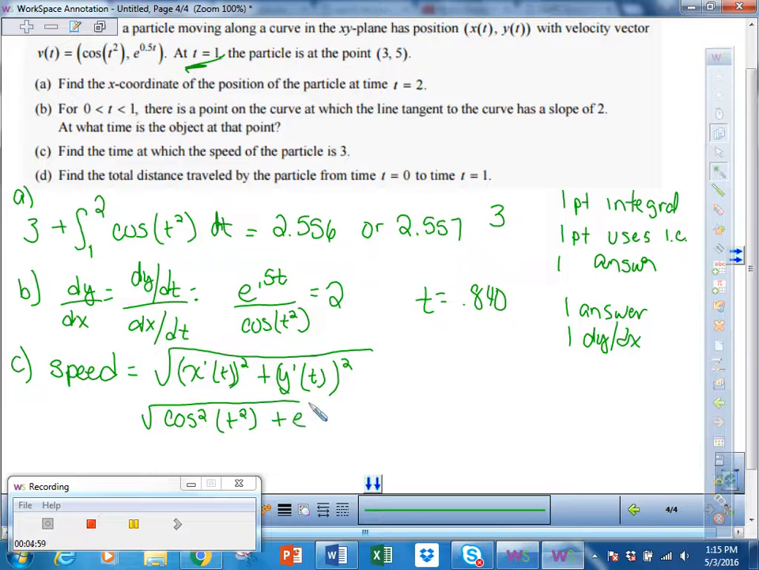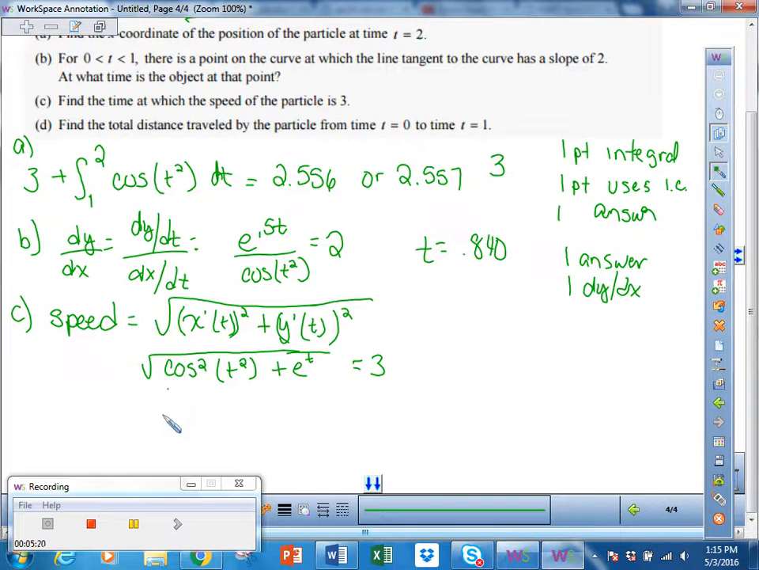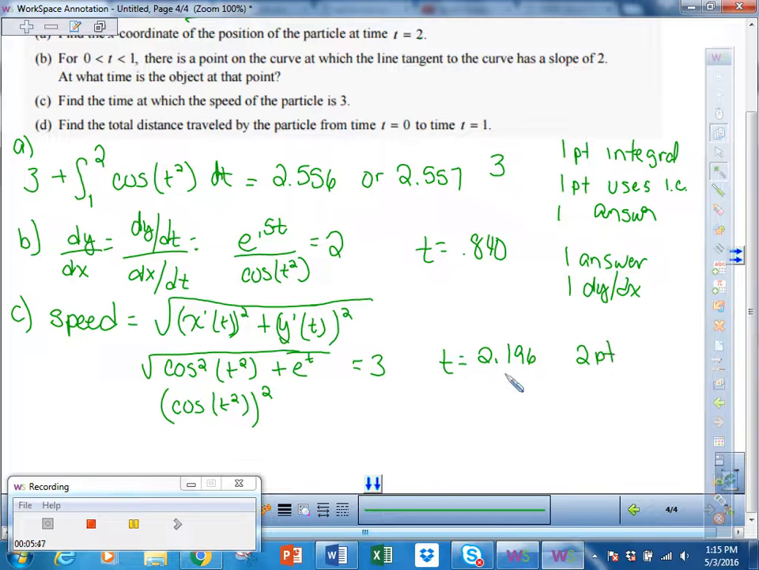What would be the best way to do this on the calculator? Put one side in line one, and the other side in line two, and then find the intersection. Okay. I think the hardest part about this is going to be typing this in. You have to know when you do a square on the calculator, you have to do it like this: cosine, parenthesis, t squared, close parenthesis, squared. You have to put this like this in your calculator. Okay? And that ended up equaling 2.196, and it was worth 2 points. You got one for the formula and one for the answer.